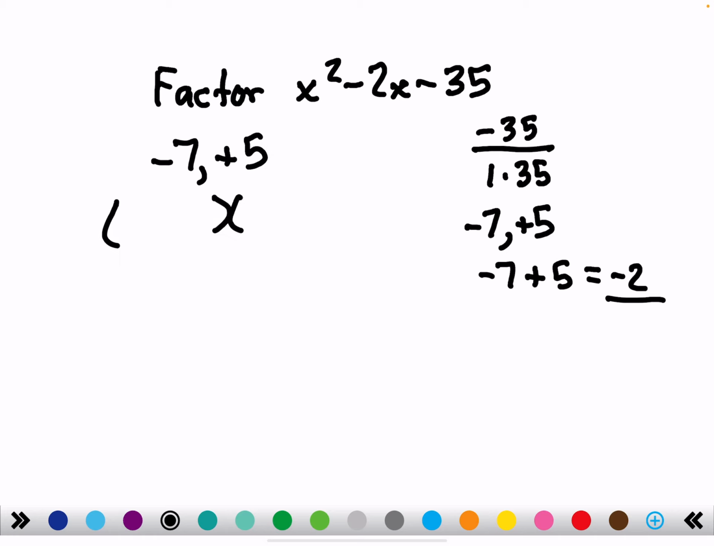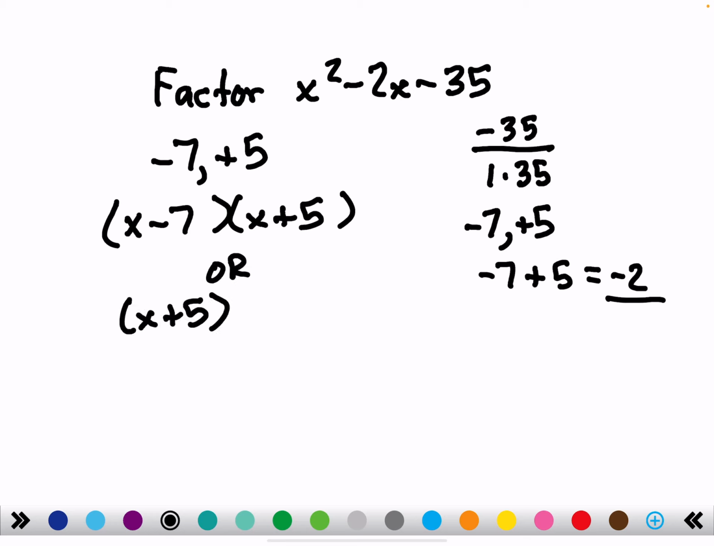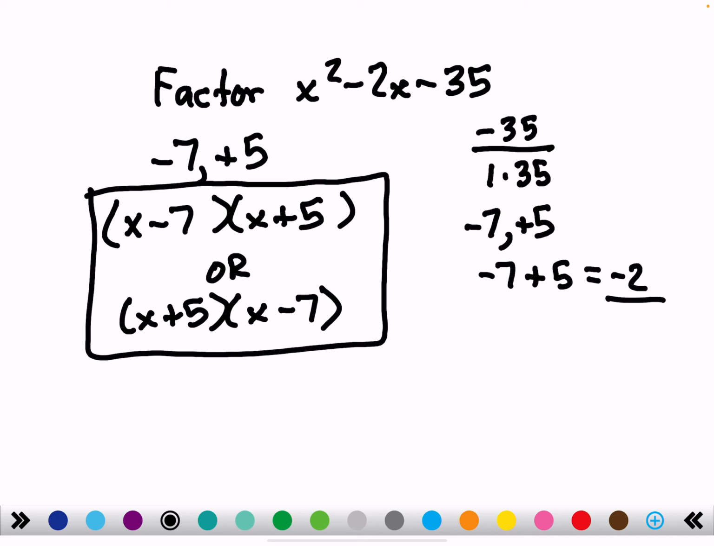Let's write out our binomials. It would be x minus 7 times x plus 5, or x plus 5 times x minus 7. And either one of these answers is equally correct.